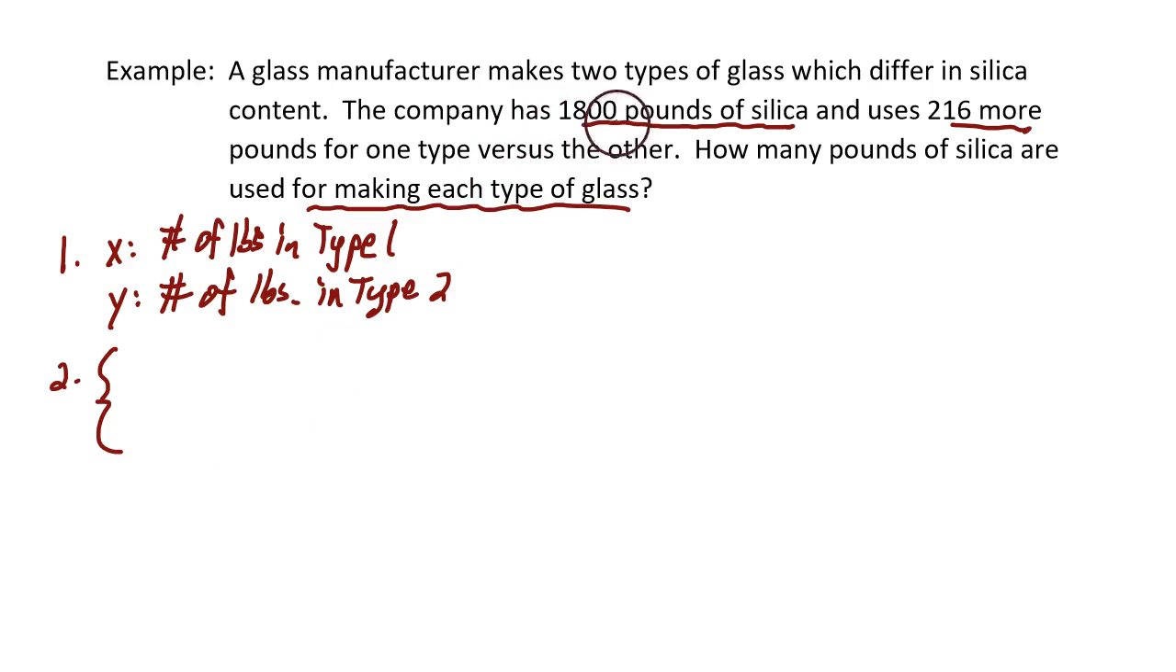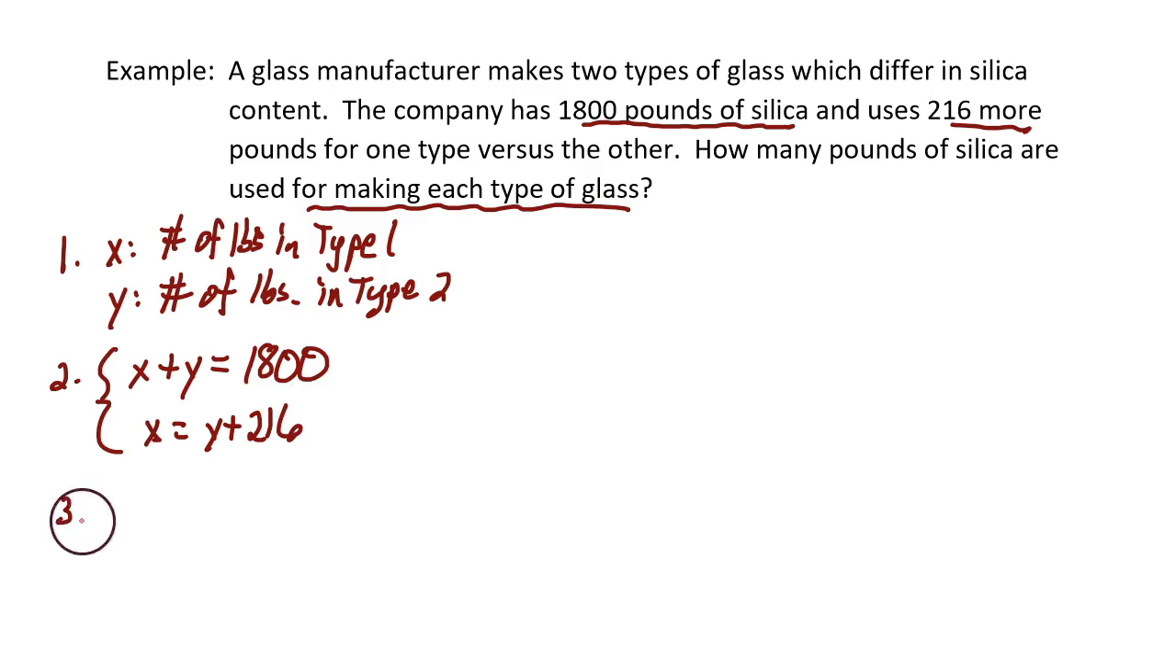The company has 1,800 pounds of silica. What equation can you write that uses x and y? X plus y equals 1,800. If there are 1,800 total pounds of silica, and some of it is X and some of it is Y, we add those together and it will be 1,800. Next, we're told that one type uses 216 more than the other. One type, maybe it's the X, uses 216 more than the other. How can you show that in symbols? Y plus 216.